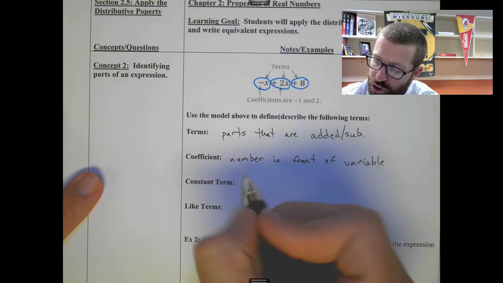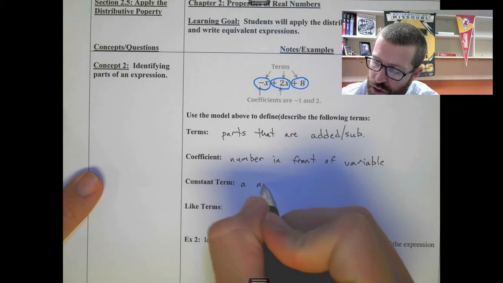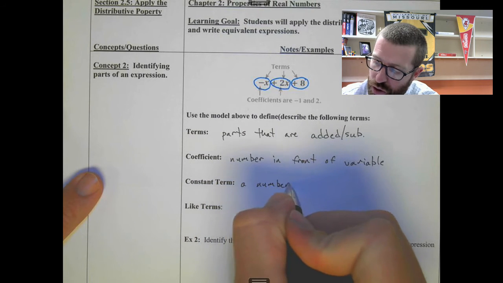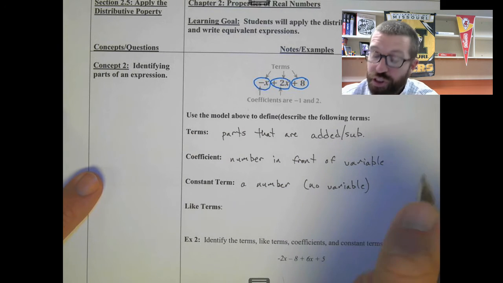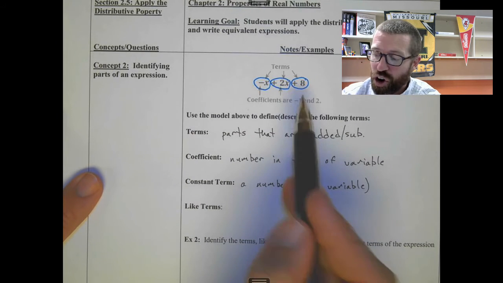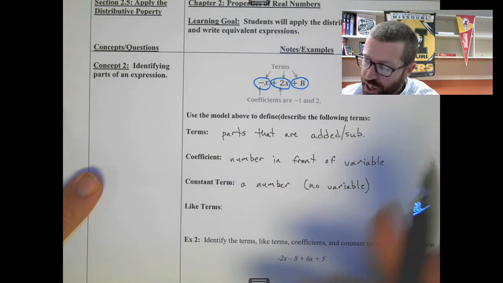A constant term is just a number, or it has no variable. So if it doesn't have a variable, it's going to stay the same. 8 is always going to be 8, no matter what you plug in for x.